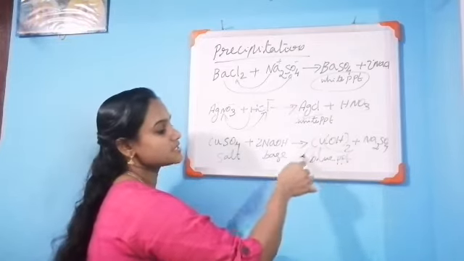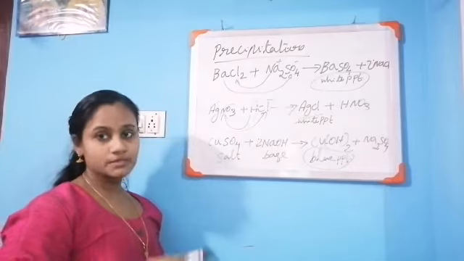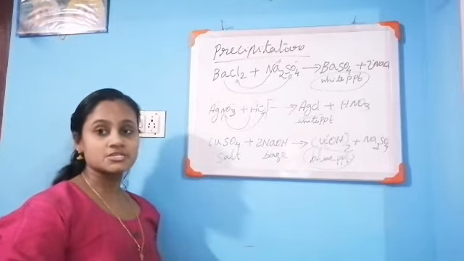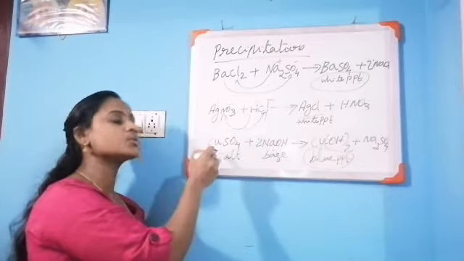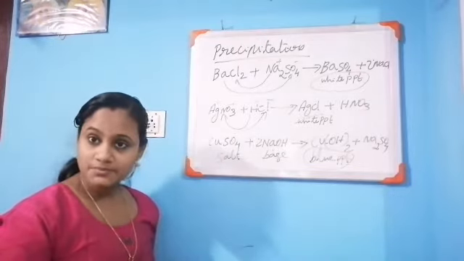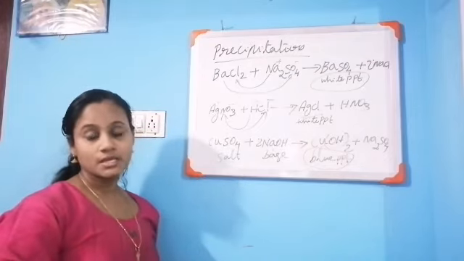So this reaction is called a precipitation reaction. That is, sodium hydroxide is added to copper sulfate. What do you observe? A blue precipitate of copper hydroxide is formed.